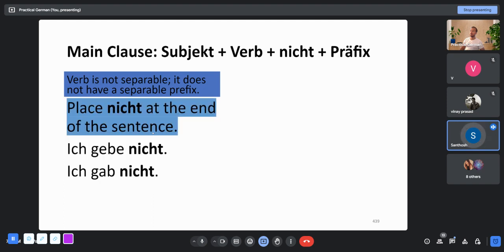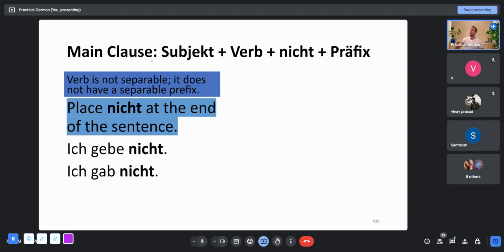In a subordinate clause, normally if you don't have a nicht, the verb always comes at the end. And if you want to negate it, then you have to put that nicht before the verb. You can also think of it like that: you're negating a specific part of the sentence. But just think, main clause: subject, verb, nicht, and if there is a prefix, you will have the prefix.